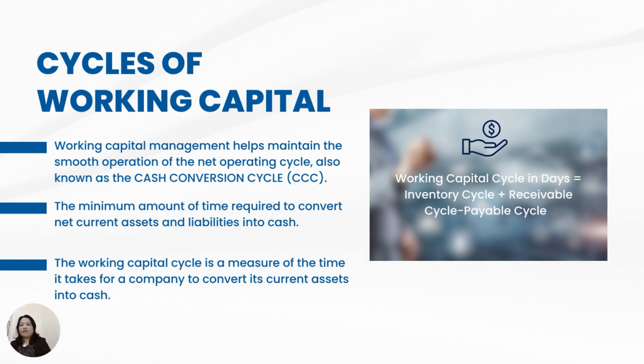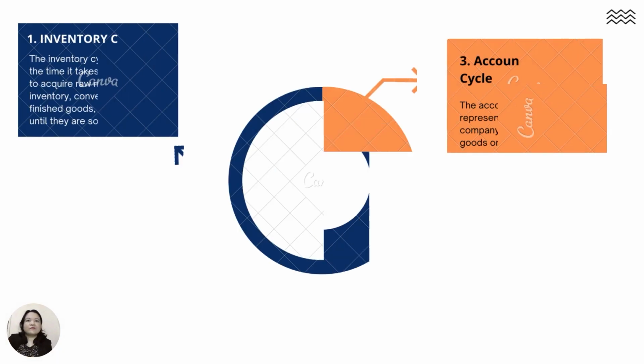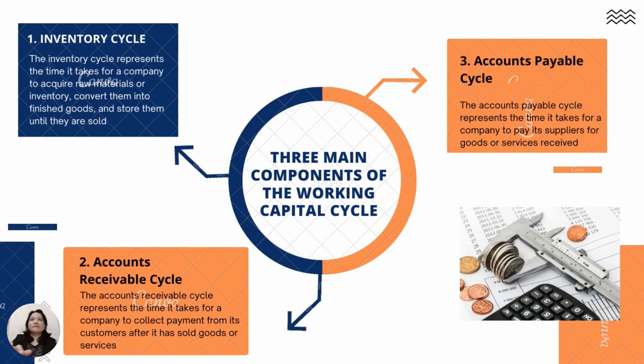How do we get the working capital cycle? Inventory cycle plus receivable cycle less payable cycle equals working capital cycle. There are three main components of the working capital cycle.